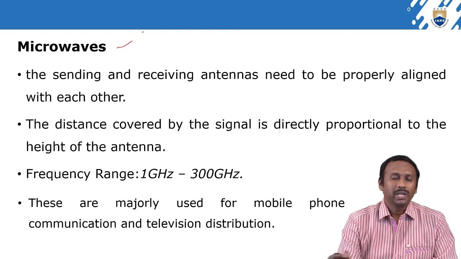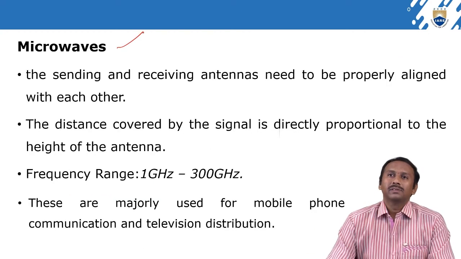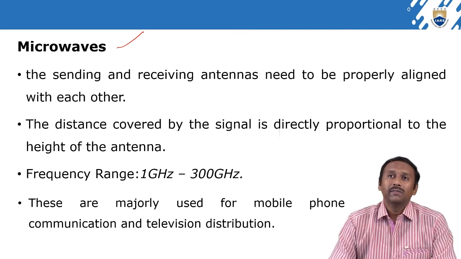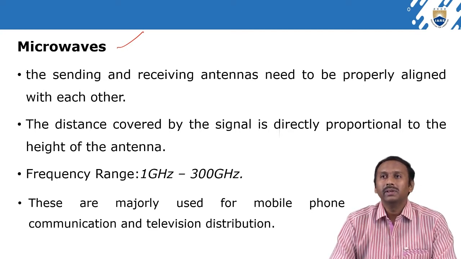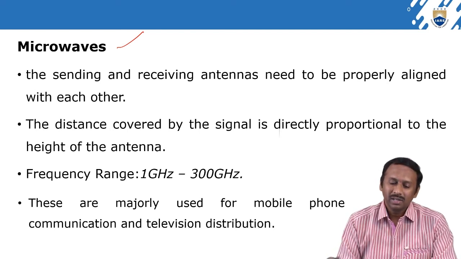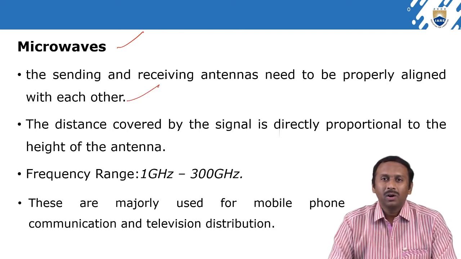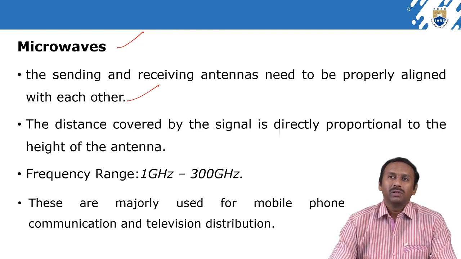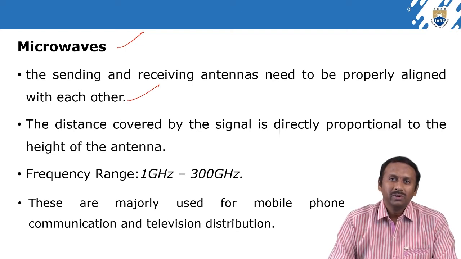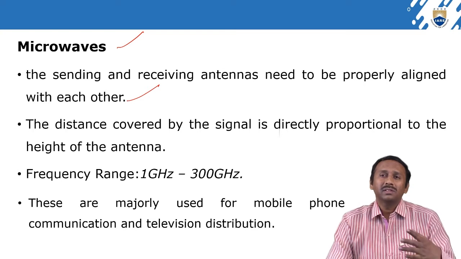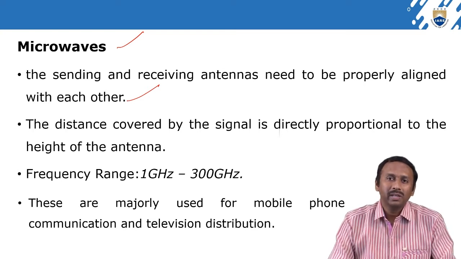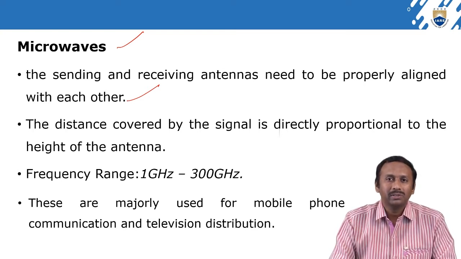Next, we'll see microwaves. For microwave signals, the sending and receiving antennas need to be properly aligned with each other. Earlier, for example, a Doordarshan TV is there, no? How are we getting it? We are not paying anything to any cable operators for this.